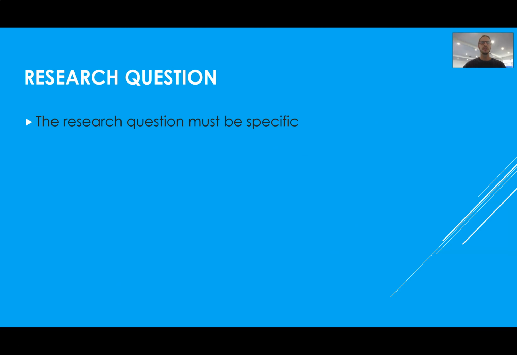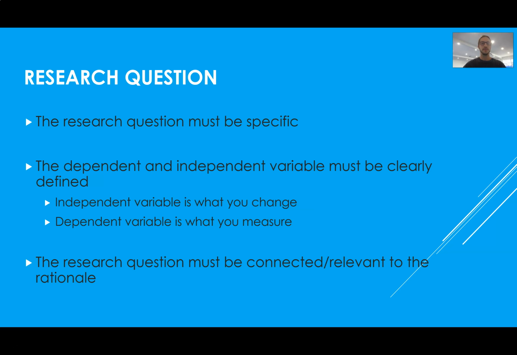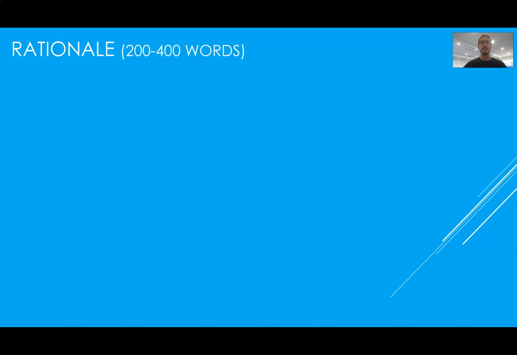So the research question, it needs to be specific. Just as we mentioned then, identify those two different variables. And it's going to be connected to your rationale. So the rationale is about 200 to 400 words. And this is a template that you do not have to strictly use. However, I'll give it to you to help you anyway.